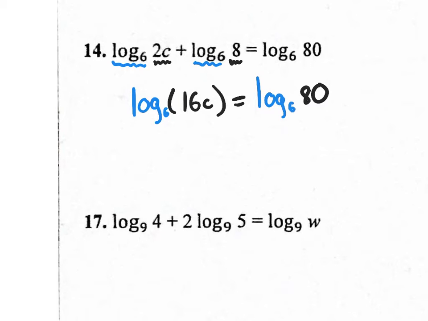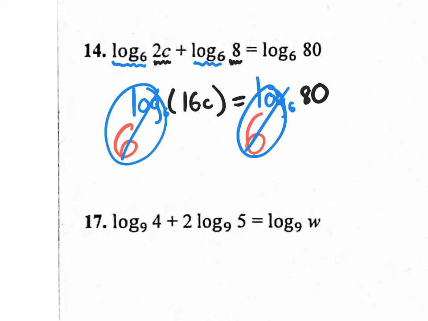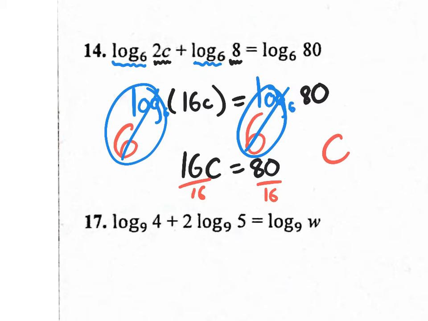So we're going to raise both sides of this equation to become powers of base 6. They will eliminate. Your new equation becomes 16c equals 80. You're going to divide by 16, and we get our final answer, c equals 80 divided by 16. That could be reduced by 8, and it'll become 10 over 2, which becomes 5, correct? Yes. So c equals 5.